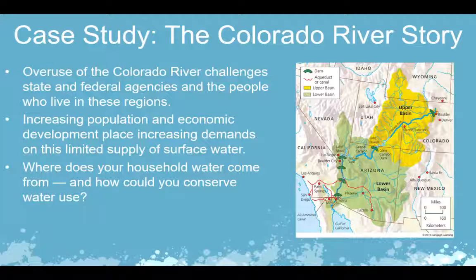So, where does your water come from? And how could you conserve your water use? So, this is one of the goals I have for you today. I'd really like you to go ahead and take a look at your water. Where does it come from? When you start looking at your water supply, how do you get your water and where does it come from? And when you start thinking about that, maybe you'll start thinking about your storm drain too. When you put things into the water, where does that go to? So there's a lot of things I want you to keep in mind as you go through this.